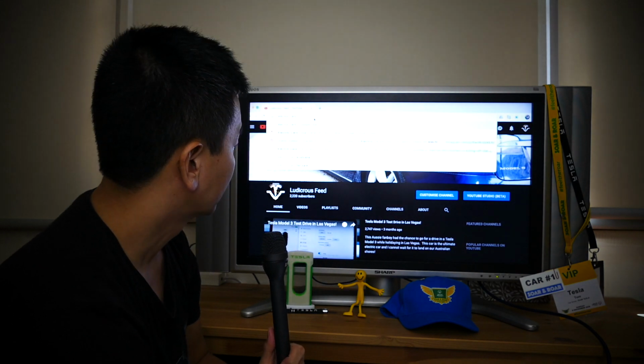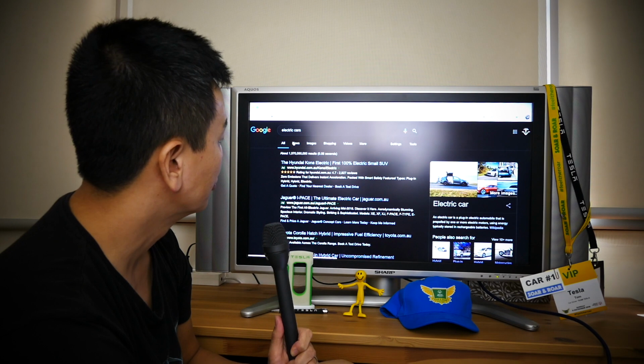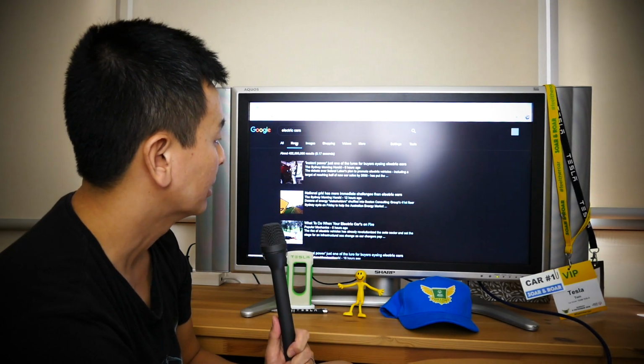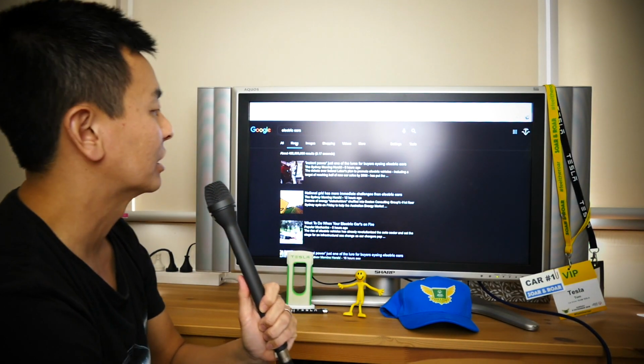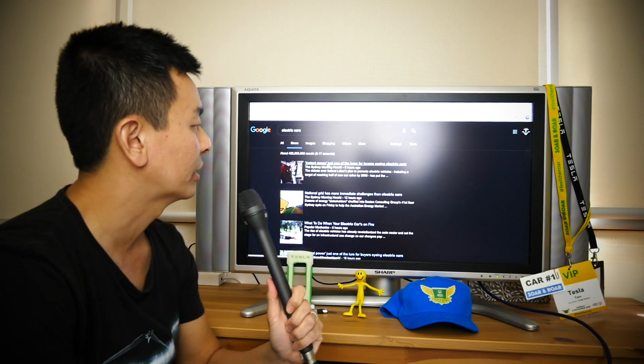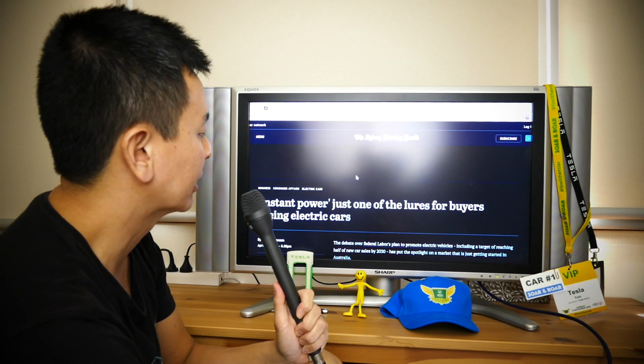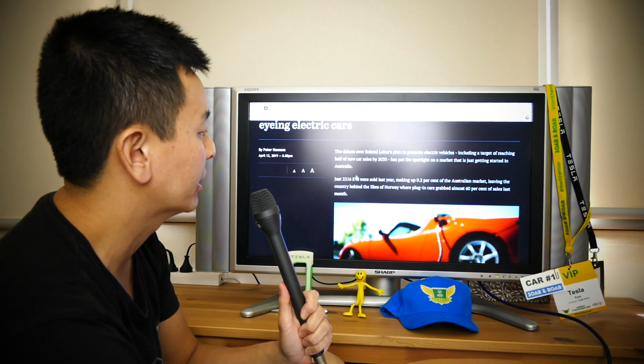Cars. Search that. And we're going to go to news, and we'll see what's been going on. So the first article that comes up is something about instant power. Let's have a look at what the Sydney Morning Herald has to say. Instant power, just one of the lures for buyers eyeing electric cars. Okay, so let's see what they're talking about.